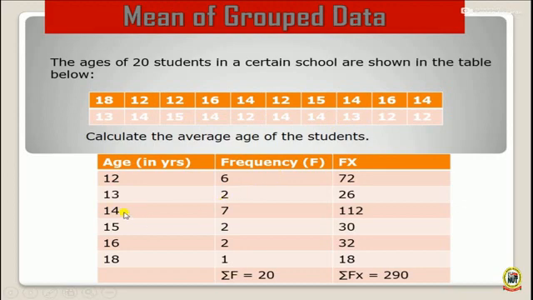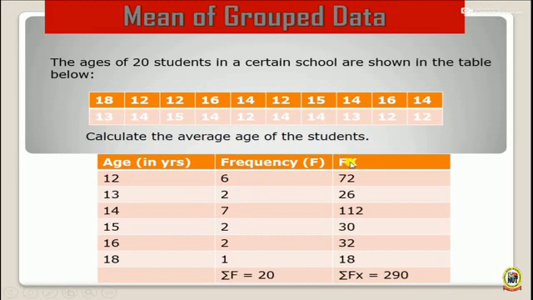Then we count for 14. It will give us 7. 15 also will give us 2. 16, 2, and then 18 years, 1 person. Of course, you have to make sure you count. Look at that of 18, just 1 person, no other person who is 18 years aside this guy here. So you have to make sure you count appropriately.